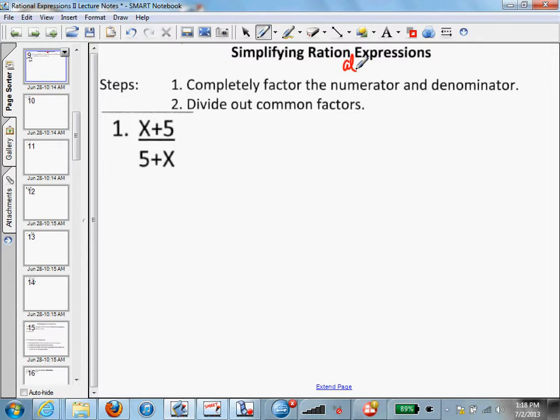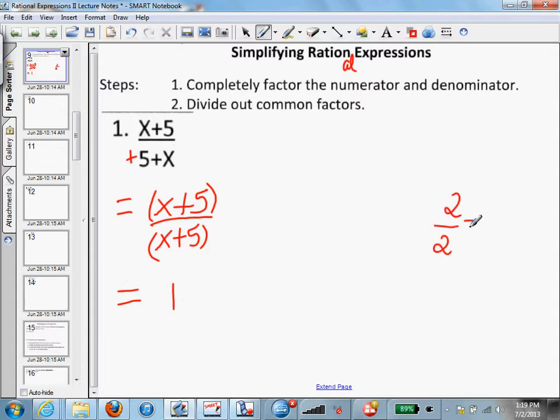Well, through the rules of addition, you can manipulate it to look like x plus 5, and you notice that that's a positive 5. So you can just change the position and have x plus 5. And remember, 1 can be written as any term over itself. So we can put these in parentheses and notice that these are the same terms, and that will reduce to 1, just as the fraction 2 over 2 reduces to 1. So the answer for this case is 1.